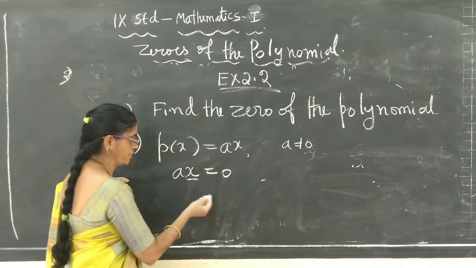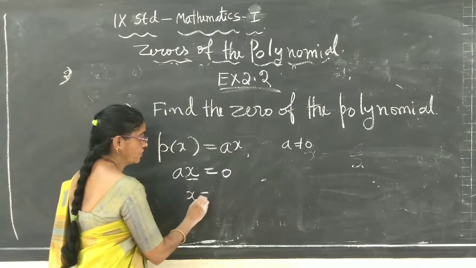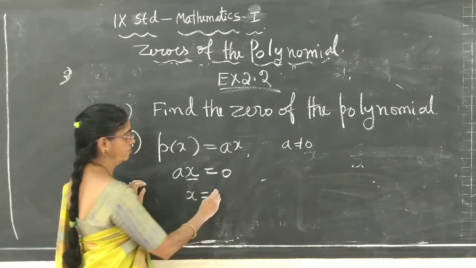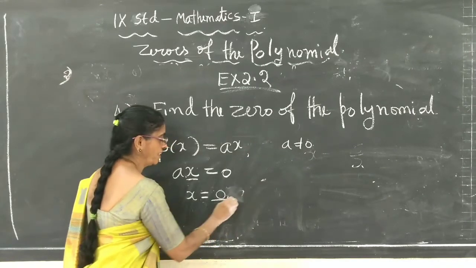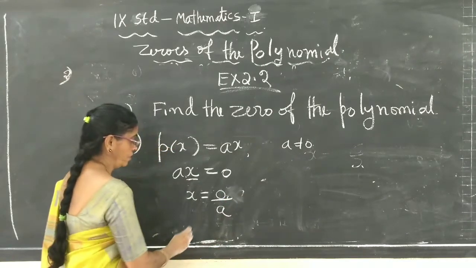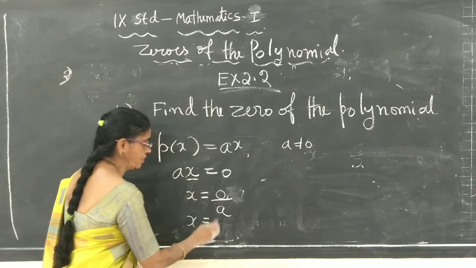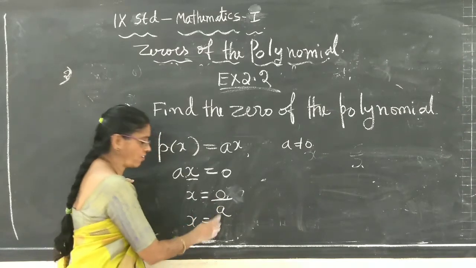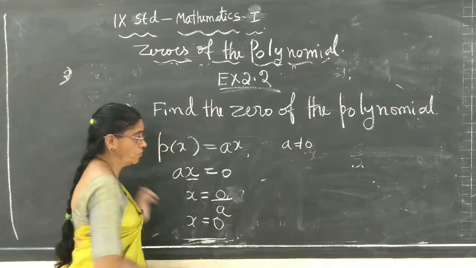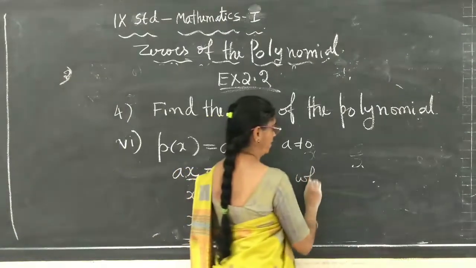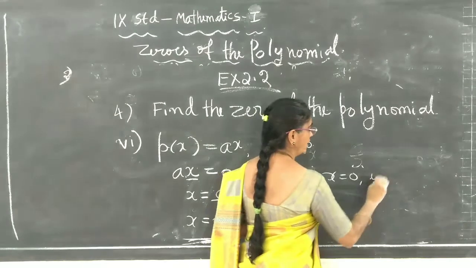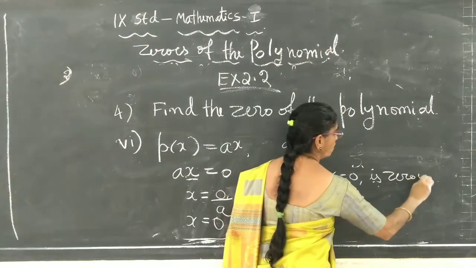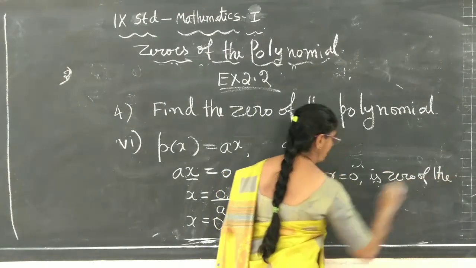So x is equal to 0 divided by a. So 0 divided by a is how much? 0 divided by any number is always 0. So x is equal to 0 is the 0 of the polynomial.